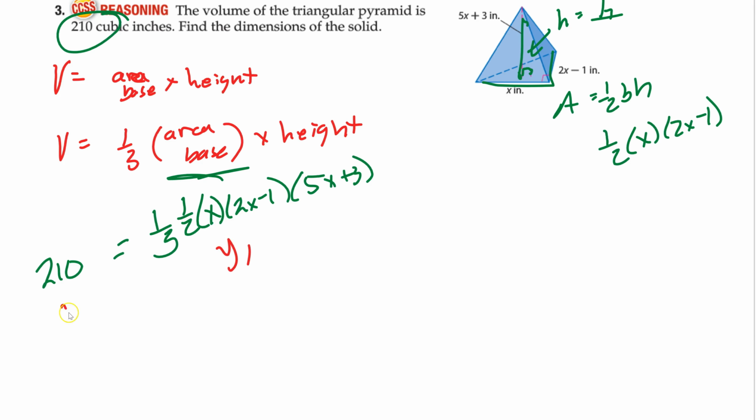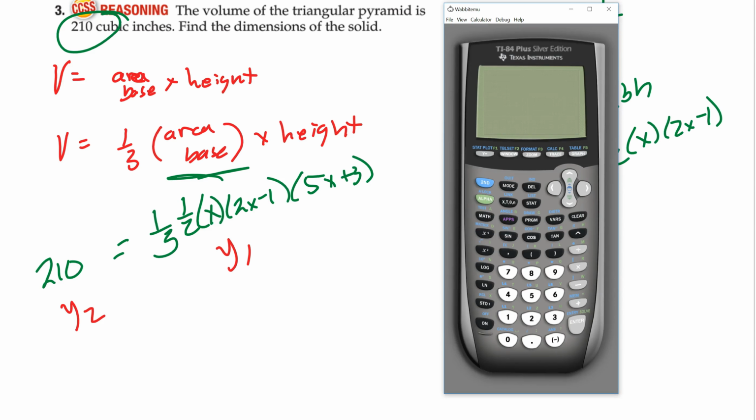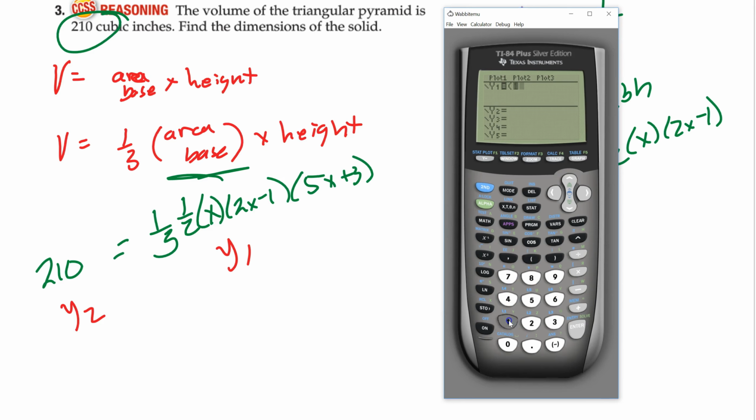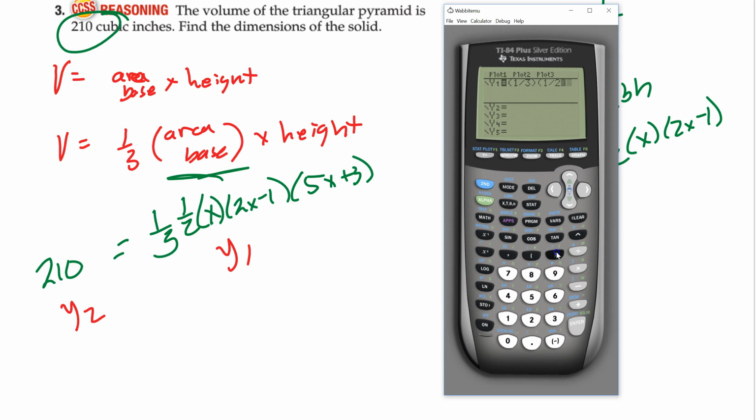This is y1, y2. So let's graph it. Turn it on, and I can just type it in the way I see it. So I'm going to do 1/3 times 1/2 times x times 2x minus 1 times 5x plus 3. I put that in for y1, and for y2 I'm going to put 210.